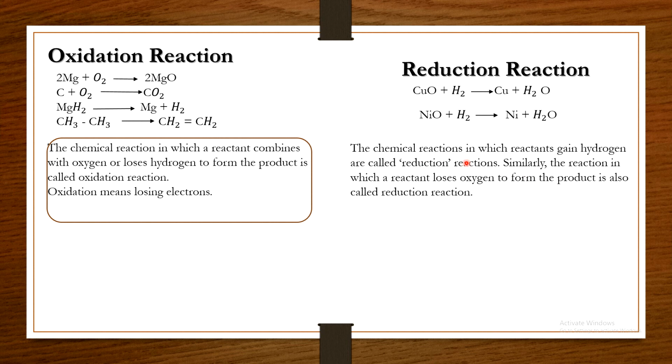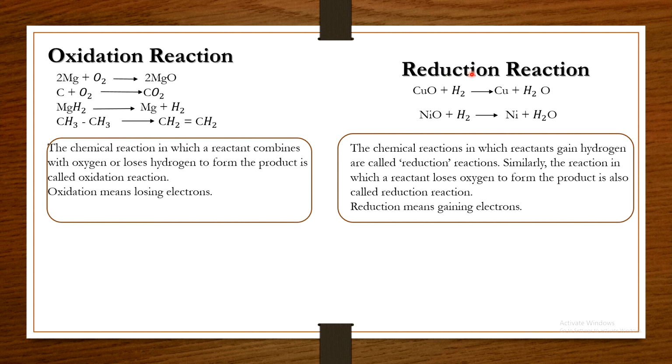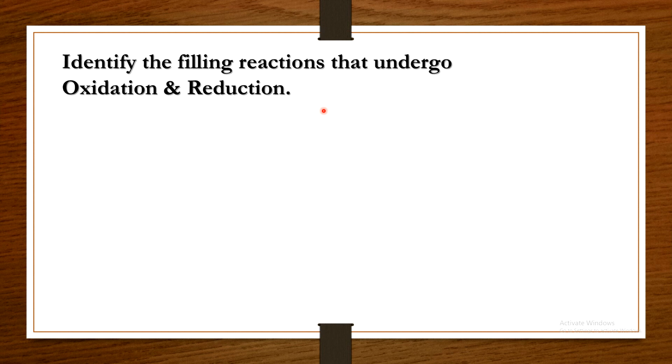Similarly, if the reactant loses oxygen to form a product, this also means gaining electrons. So this type of reaction is called a reduction reaction. That means oxidation means combining with oxygen or losing hydrogen, and in a reduction reaction it gains hydrogen and loses oxygen. These are two exactly opposite reactions. Now let's take one activity. Let's understand which are the oxidation reactions and which is a reduction reaction.